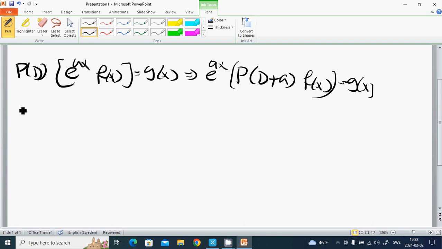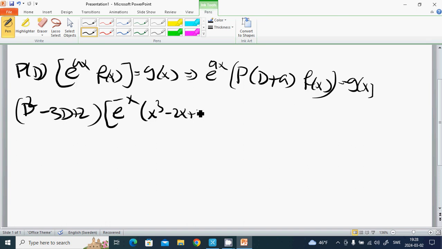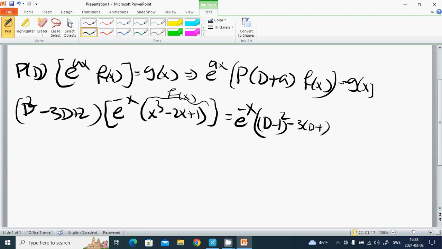Example for that is D^2 minus 3D plus 2 on e^(-x) times (x^3 minus 2x plus 1), and we call it f of x, equals e^(-x) times ((D minus 1)^2 minus 3(D minus 1) plus 2) f of x.